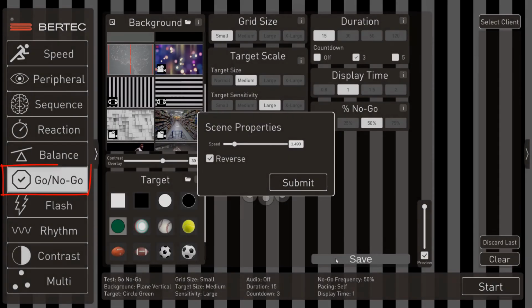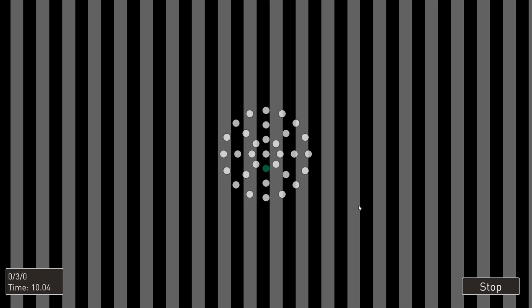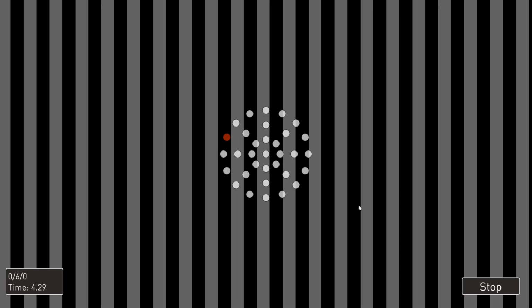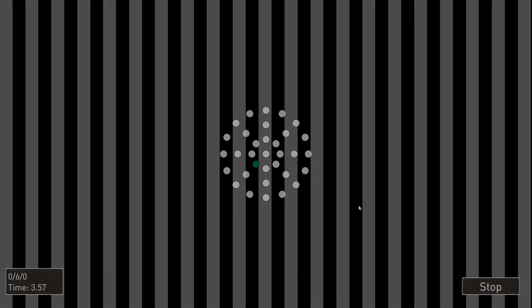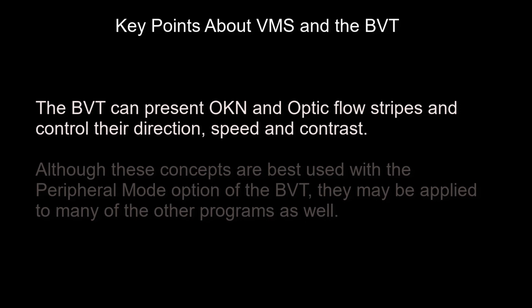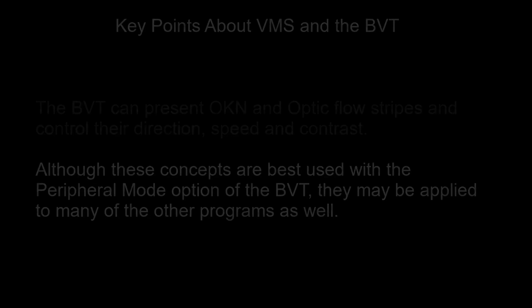This technique is also not limited to the peripheral mode of the BVT. Here is a brief example of using it with the go, no-go option to add a cognitive demand. If you choose the different size of the target patterns, you control how much is being presented in the central versus peripheral vision. The key points I'd like you to remember about this video are that the BVT can present OKN and optic flow stripes and control their direction, speed, and contrast. And that this technique is best used on the peripheral mode option, but it's available on many of the other programs.